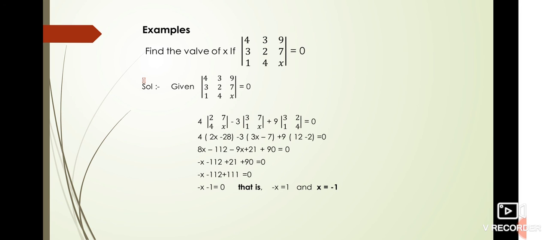So, in the next lecture, we are going to learn Cramer's rule of the determinant and find the area of the triangle by using the determinant method.